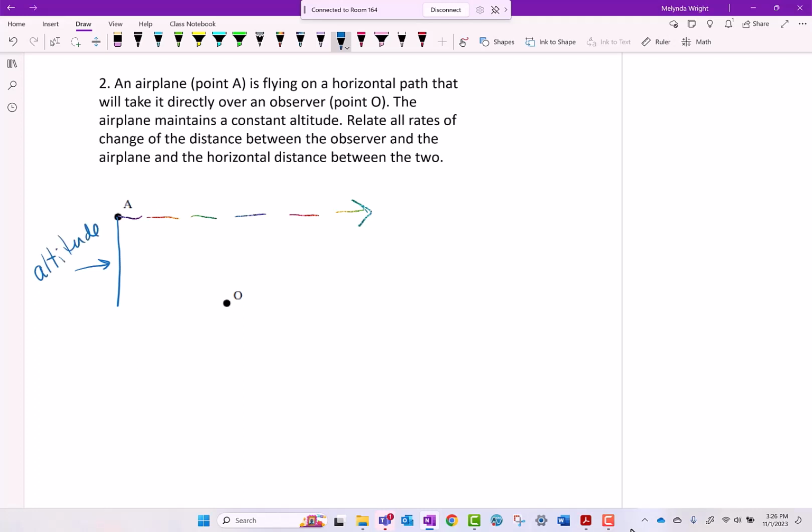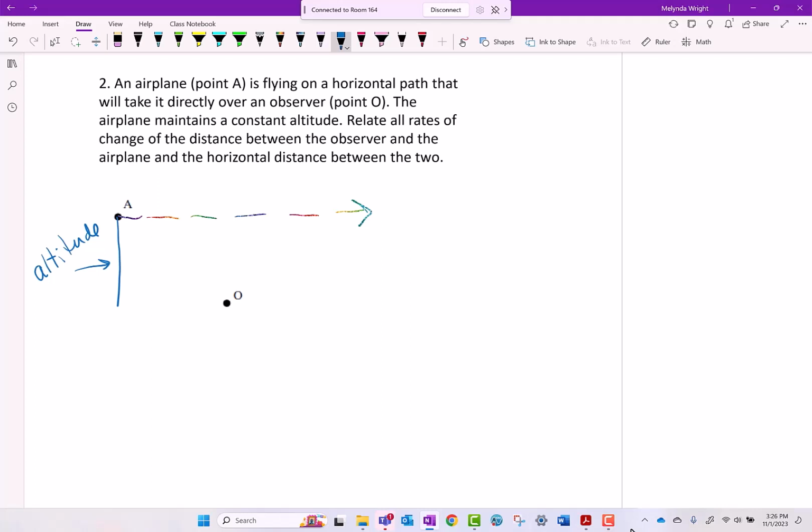Now again, this is a problem with no numbers. Normally they would tell us what the altitude is. They're not. That's just the altitude. It's some number. It doesn't change. It's a number, so I'm drawing it as solid. It's just some number, the altitude.